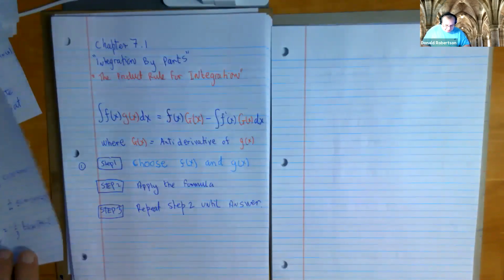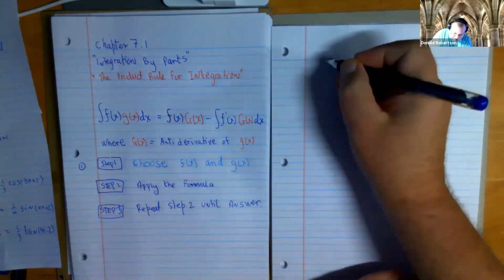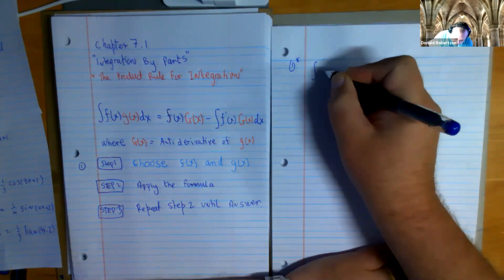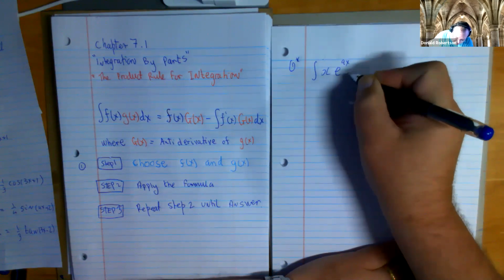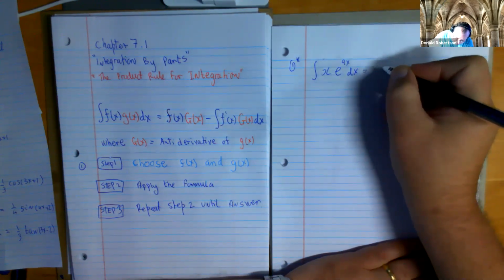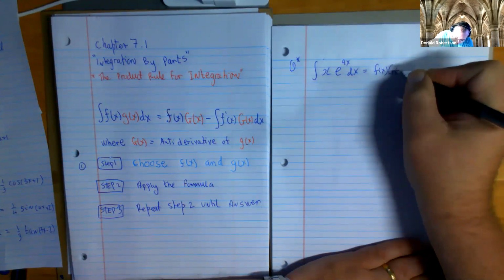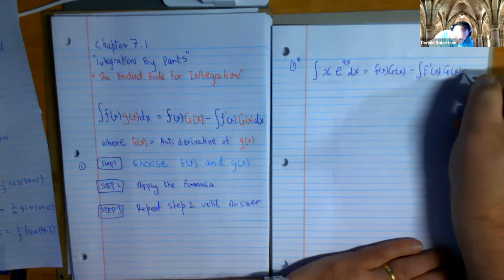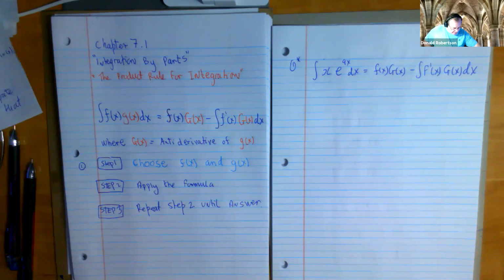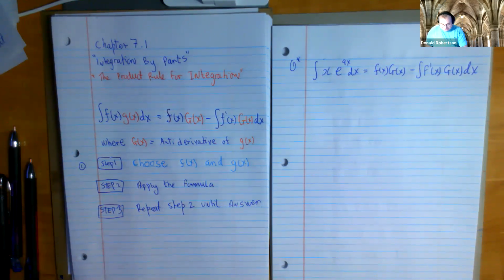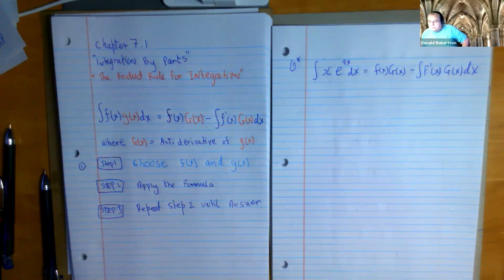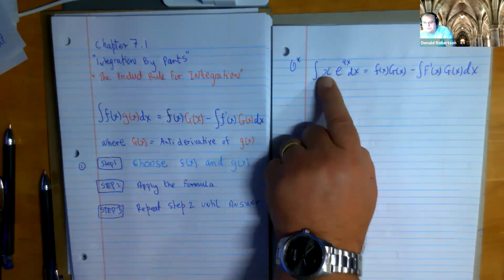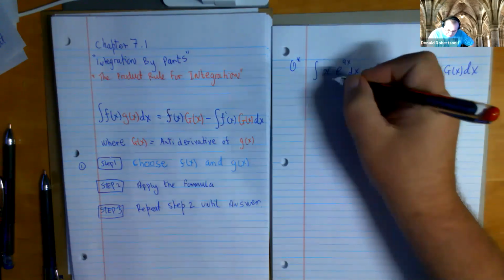Okay, let's return to doing some questions. So here is one that's like question 1 from the homework. It's going to be the integral of x e to the 9x dx. Okay, who's f and who's going to be g? Which one of these two is f and which one is going to be g? x is f. Right.